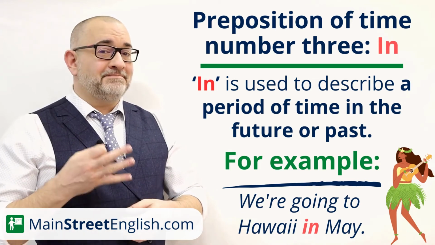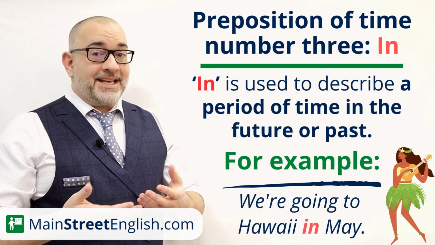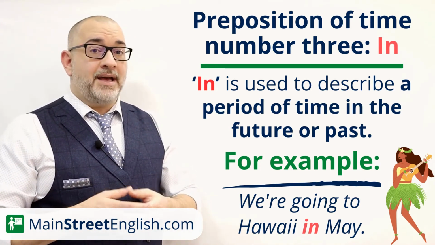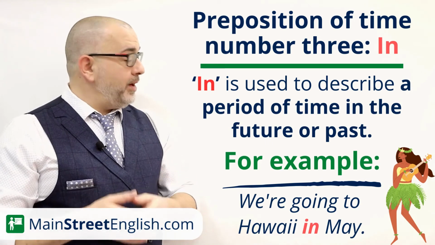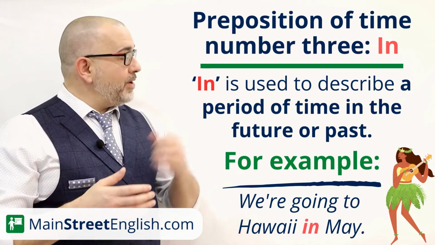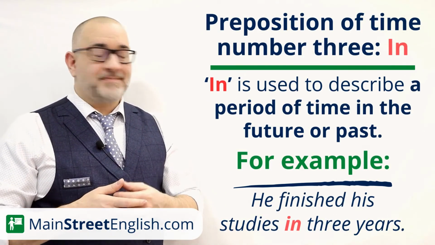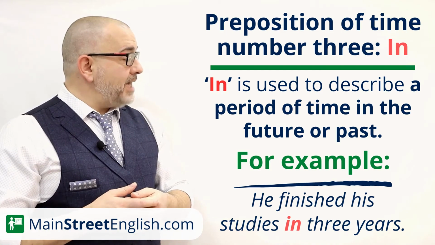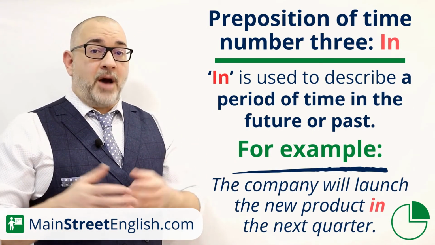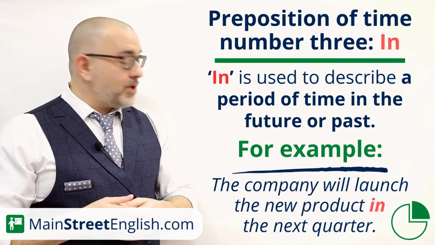Preposition of time number 3, in. In is used to describe a period of time in the future or past. For example, we're going to Hawaii in May. He finished his studies in 3 years. The company will launch the new product in the next quarter.